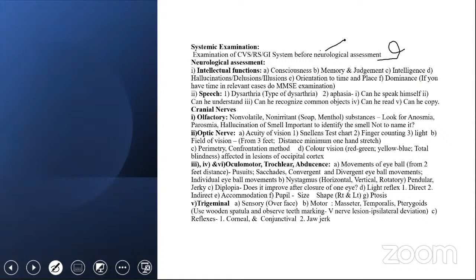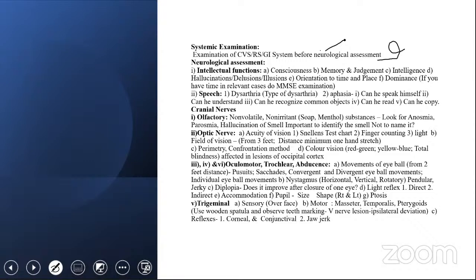Then you zoom on to the speech next. This is dysarthria, the type of dysarthria which we mentioned. Is it lingual, labial, guttural, or is it extrapyramidal, cerebellar, spastic? And so you concentrate on seeing whether the individual has dysarthria or aphasia by asking, can he speak himself, can he understand, can he recognize common objects, can he read, can he copy, and you see spontaneous speech output, comprehension, repetition, writing, reading, and naming, all to be tested in quick succession.